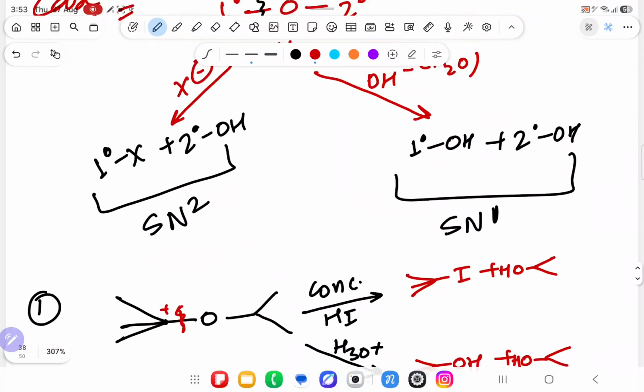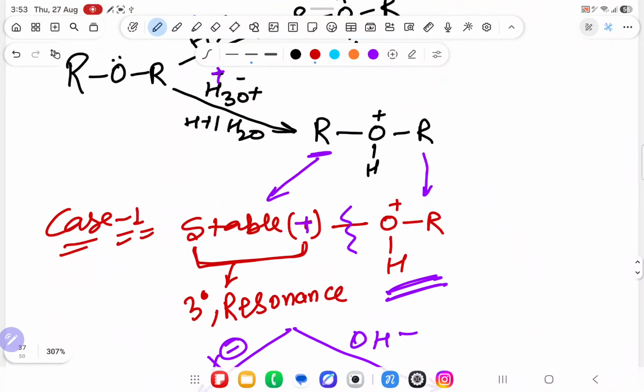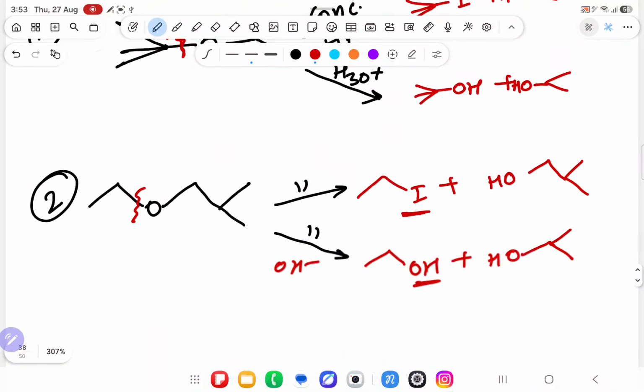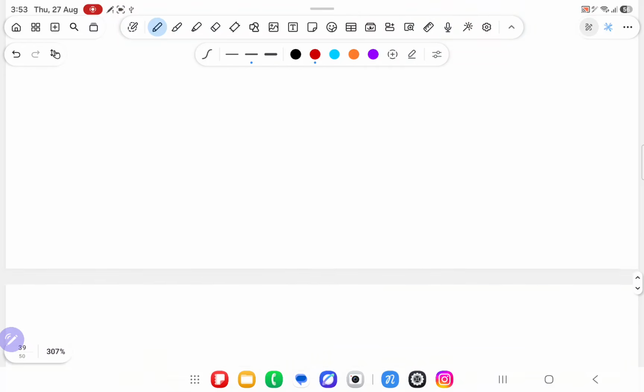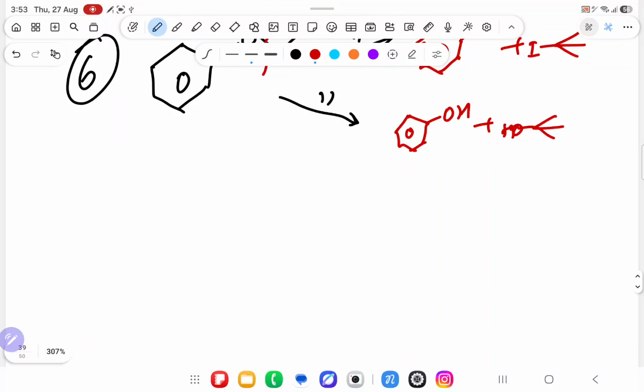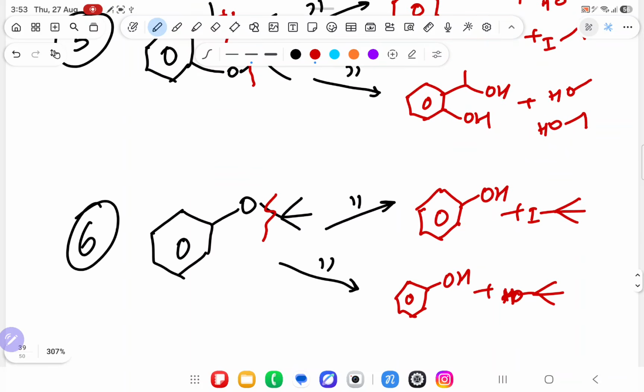See once what I am dictating. From here you will see case 1, case 2, case 3, what I have written, how I have broken it, and how I am writing the answer. Stability I am checking simply. I am checking which plus is more stable and how I will check the stability there. So check it, revise it once, and this is all about the completion of ether.